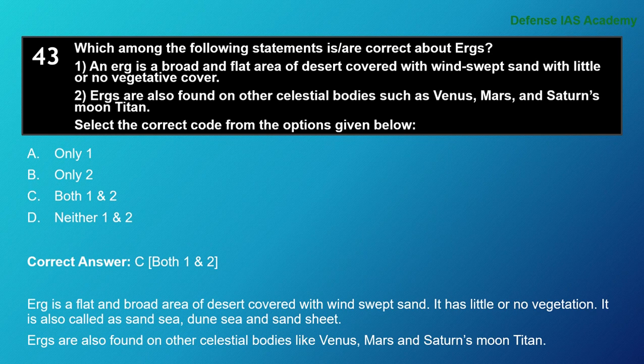Erg is a flat and broad area of desert covered with wind-swept sand. It has little or no vegetation. It can also be called a sand sea, a dune sea, or a sand sheet. They are also found on Venus, Mars, and Saturn's moon Titan.